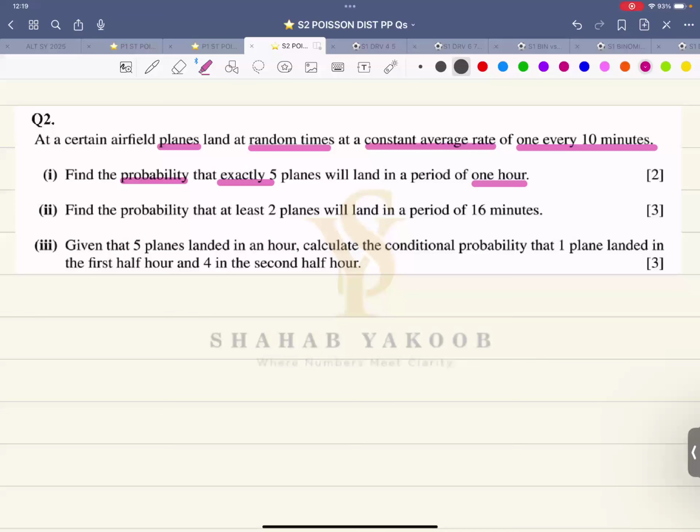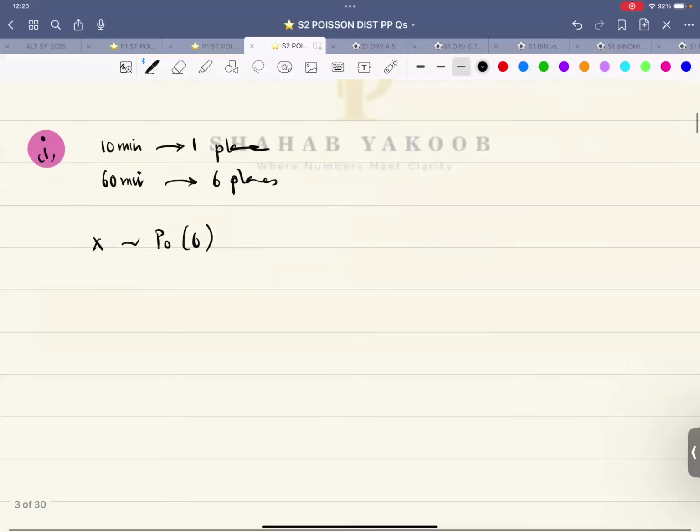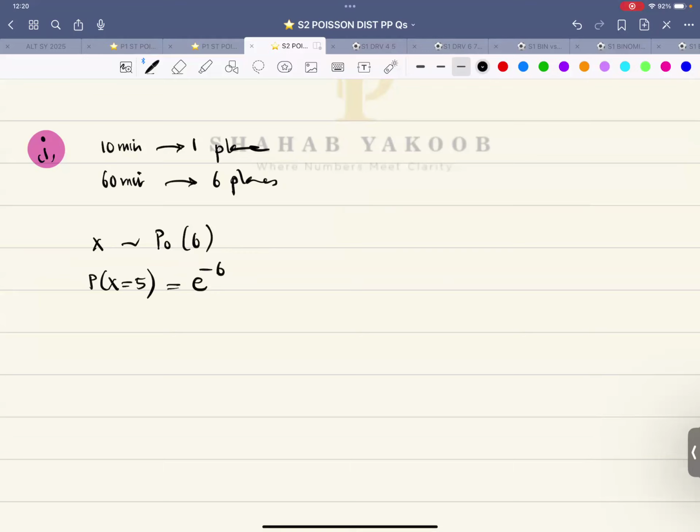Now, in the first part, lambda will change because it is one plane in 10 minutes. So 10 minutes, this is one plane. Therefore, 1 hour, which is 60 minutes, there should be 6 planes. That is the first thing. X follows a Poisson distribution with 6. And exactly 5: probability X equals 5, e raised to the power of minus lambda, the value of lambda is 6, 6 raised to the power of 5, that is this 5 over here, divided by 5 factorial, and then you will get the answer.